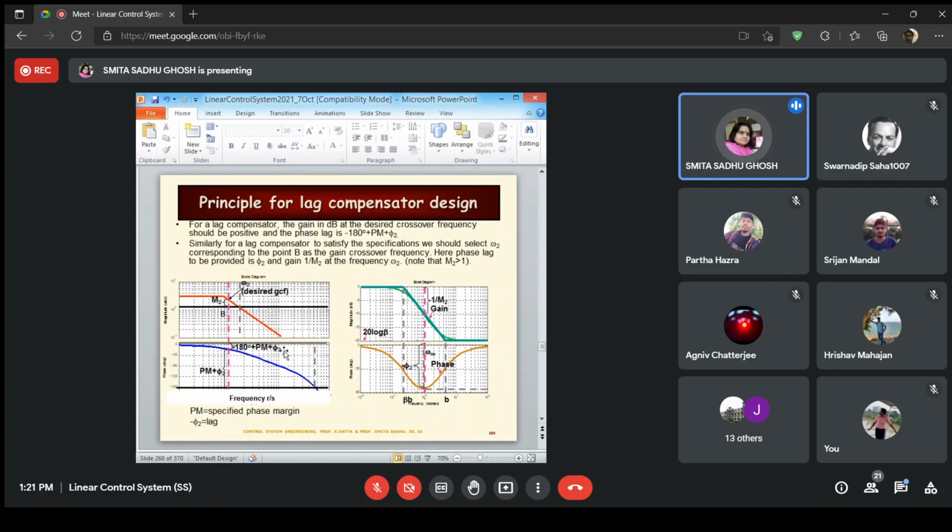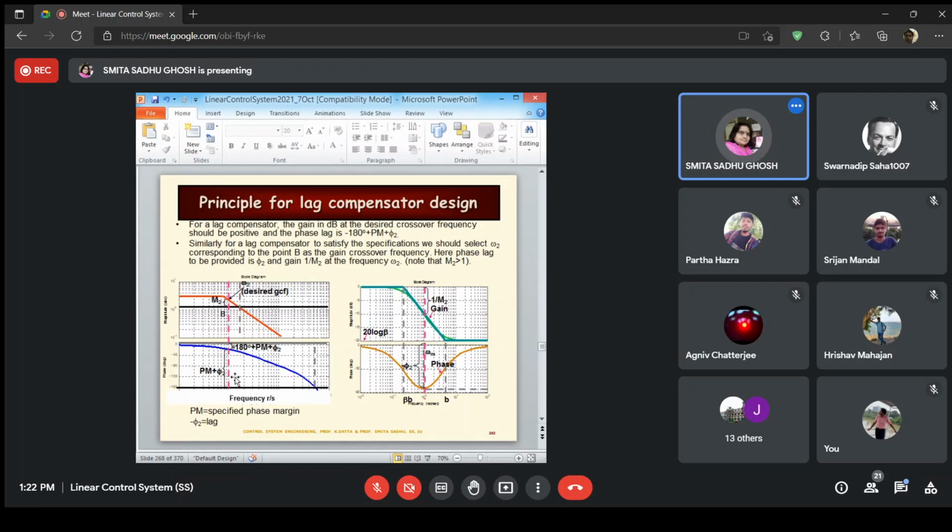Why? Because the moment I put in my lag compensator, the amount of phase is going to be increased in the negative sense. That is, along with this, minus phi 2 is going to be added, right? So the phase value will become minus 180 degree plus PM plus phi 2 minus phi 2, which is equal to minus 180 degree plus PM, and that would make the phase margin, the difference with the minus 180 degree, equal to PM, right?